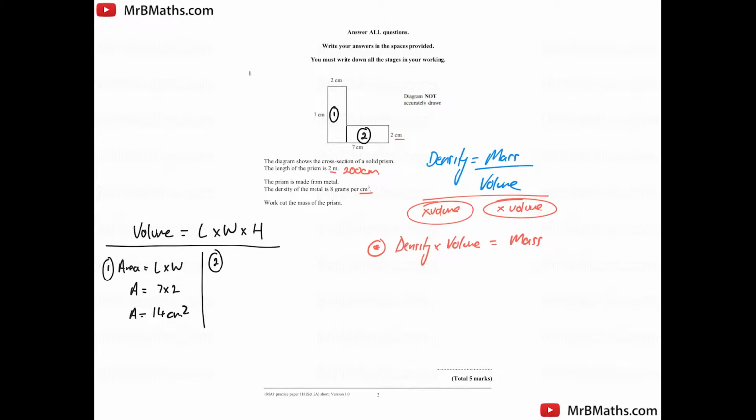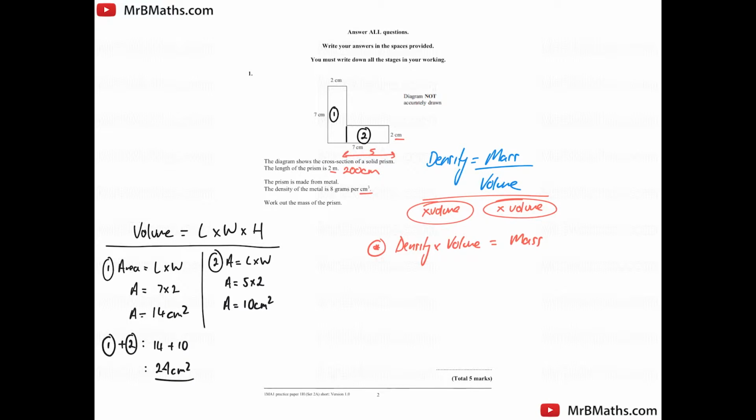For shape 2, well, if this here is 7 and we've got this 2 up here, that must mean that this section here is 5. Therefore we have area equals length times width, so area equals 5 times 2, so area equals 10 centimeters squared. So if we combine the two, we get 14 plus 10, so total area of 24 centimeters squared. So that's our cross-sectional area, which is all of this.